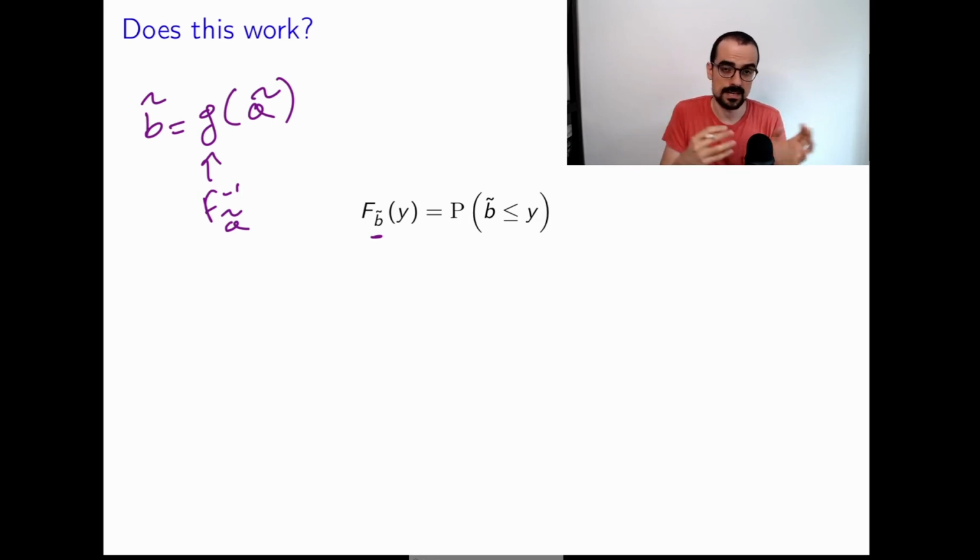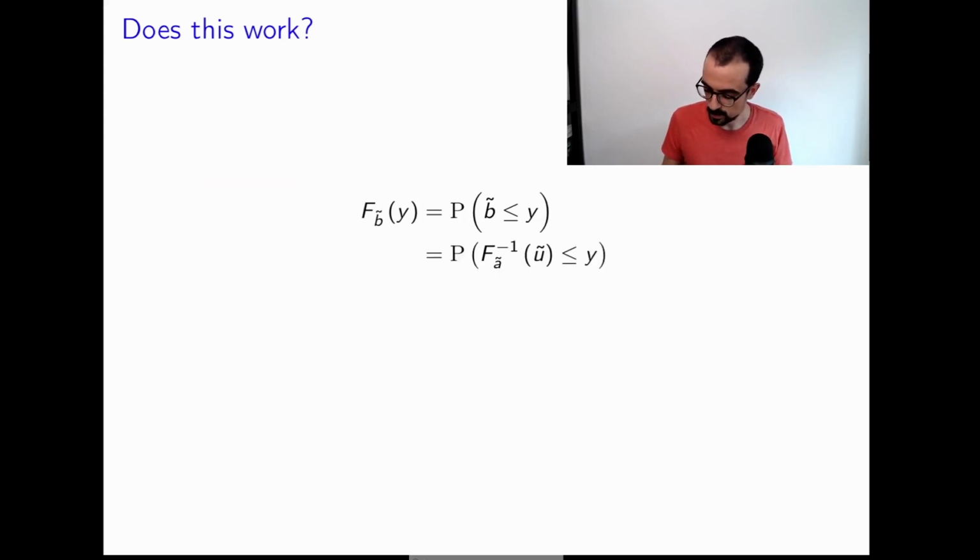I'm interested in the CDF or the PDF, but I can always get the PDF by differentiating the CDF. The CDF has a very clear definition in terms of probabilities. The CDF of B at y is just the probability that B is smaller or equal to y. So now I'm going to plug in the expression for B, which is g of U. Okay, so this is g of U, and g happens to be the inverse CDF, but it's just this arbitrary function. It's important to bear that in mind.